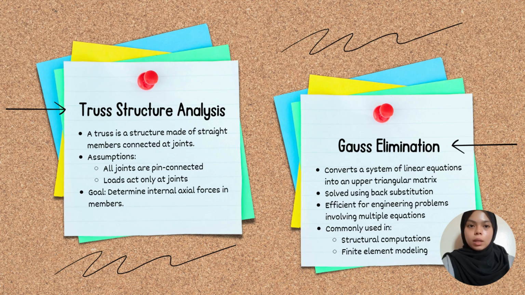Gauss elimination. Convert a system of linear equations into an upper triangular matrix. Solve using back substitution. Equations for engineering problems involving multiple equations. Commonly used in structural computation and finite element modeling.